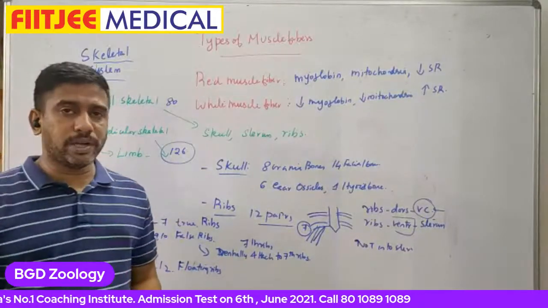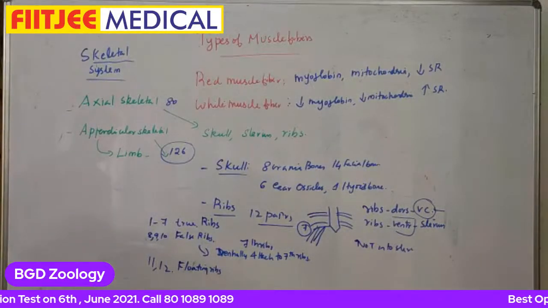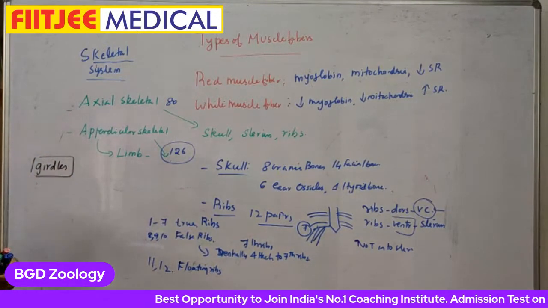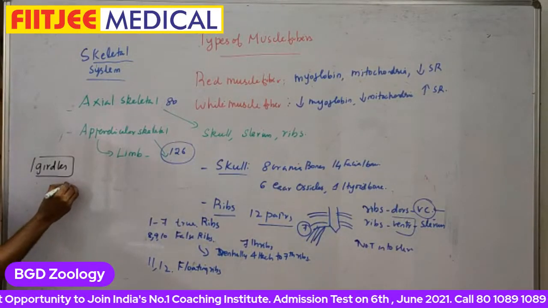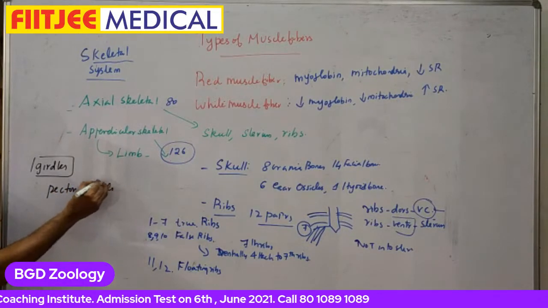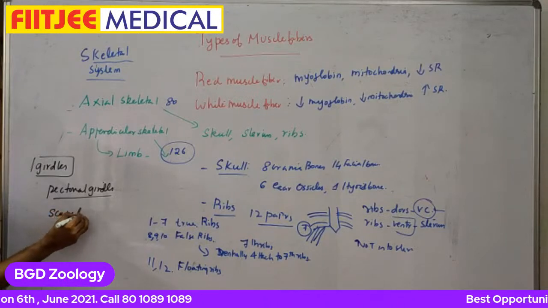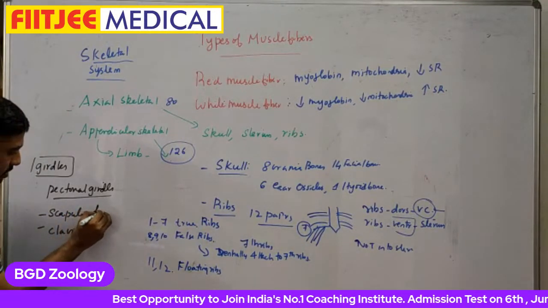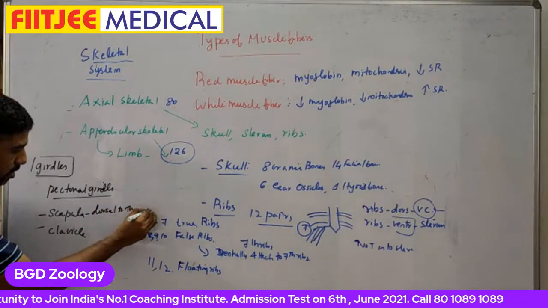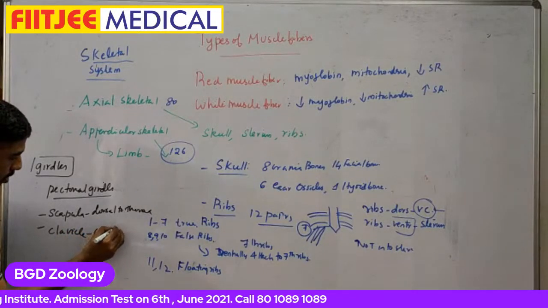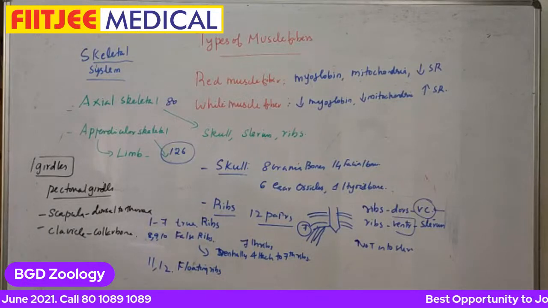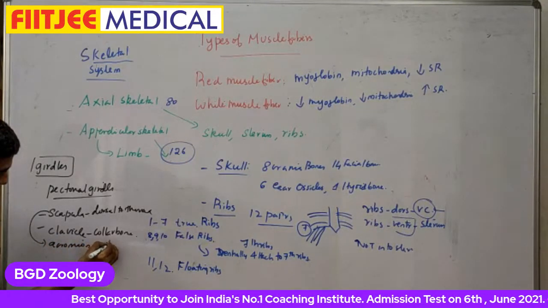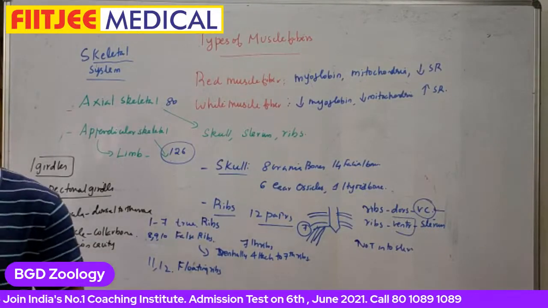Now, the next part is about the girdles. We have two types of girdles. One we call the pectoral girdle. In the pectoral girdle we have two bones, mainly the scapula and the clavicle. The scapula is dorsal to the thorax, and the clavicle we call the collar bone, right? In the scapula there is a cavity called the glenoid cavity. Into this cavity, what will attach? The head of the humerus will attach.